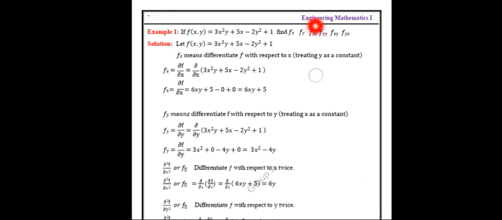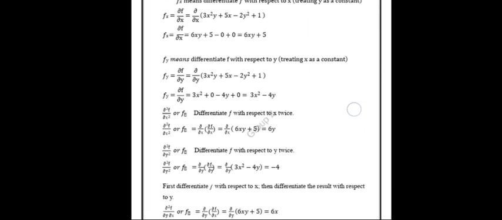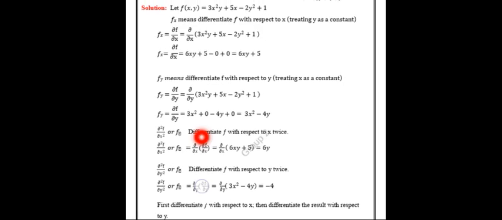Turning to the next example, that is fxx. What does it mean? It means we have to differentiate f with respect to x twice, that means we have to do a double derivative. Here we differentiate daba f by daba x, which we have found here, that is 6xy plus 5. So we differentiate this with respect to x, and we will get 6x. This is our final answer for f of xx, that means the double derivative with respect to x.